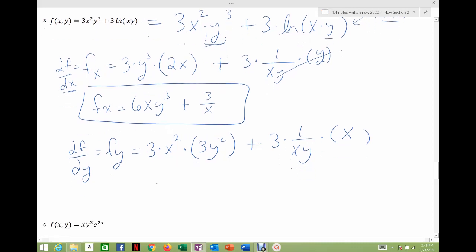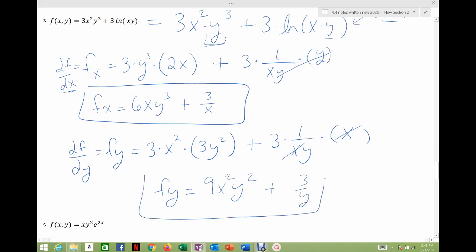And then I'll clean it up a little bit. I'm going to multiply this 3 times that 3 to get 9, x to the second, y to the second. Same thing here, this x value will reduce with that x value. And then I'll rewrite it as a single fraction. 3 divided by y. And there's my derivative with respect to y.